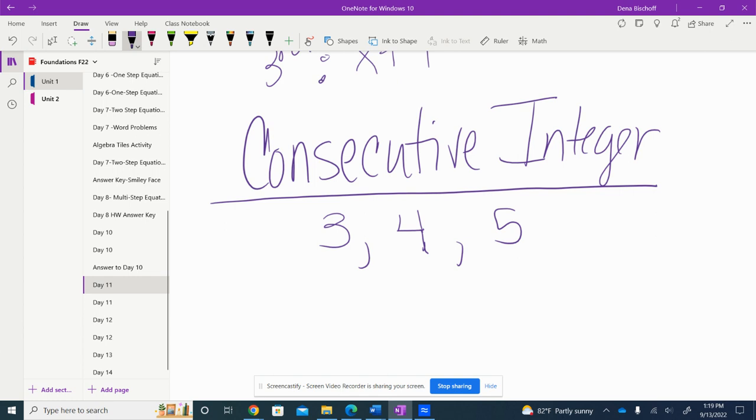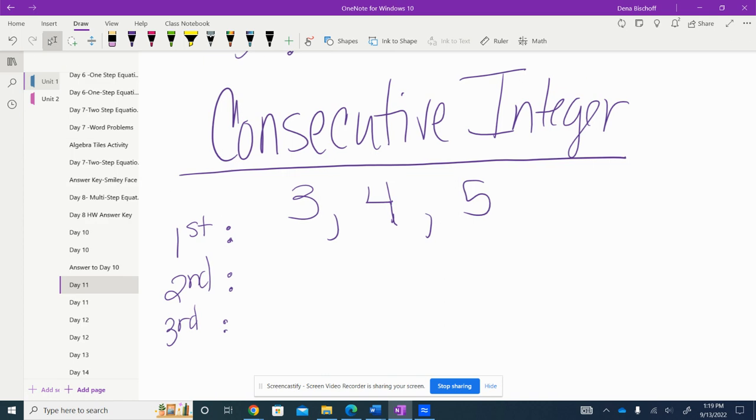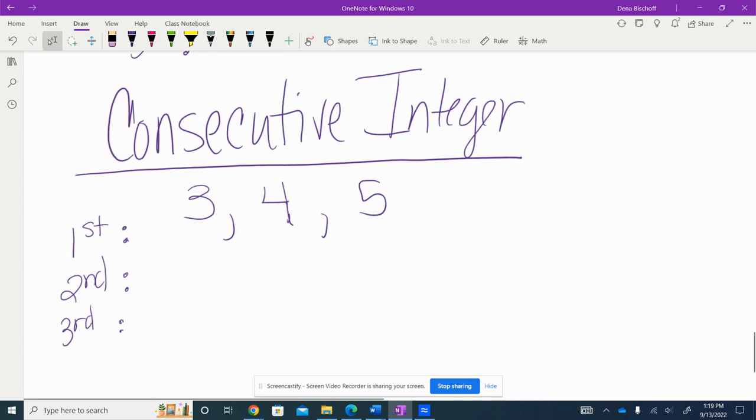If I define my variables for my 3 consecutive integers, I have 3 variables: first, second, and third. Tyler, I hope that you're writing this down. Those are my 3 variables, first, second, and third. What variable do you guys want to use? Just someone tell me a variable they want to use. How about X? We'll just start off with X, okay?